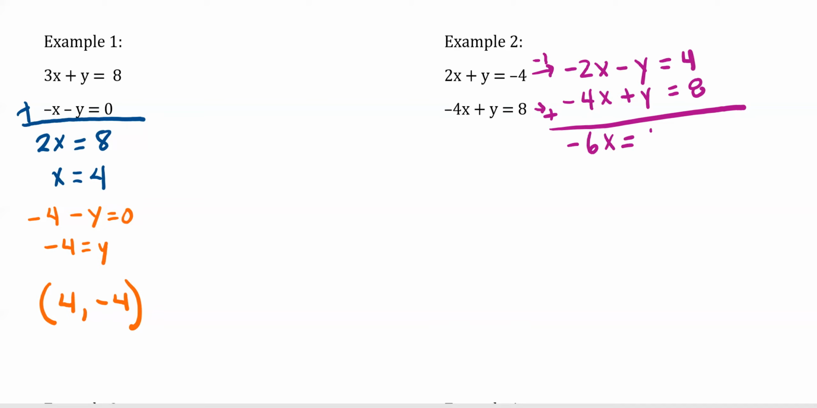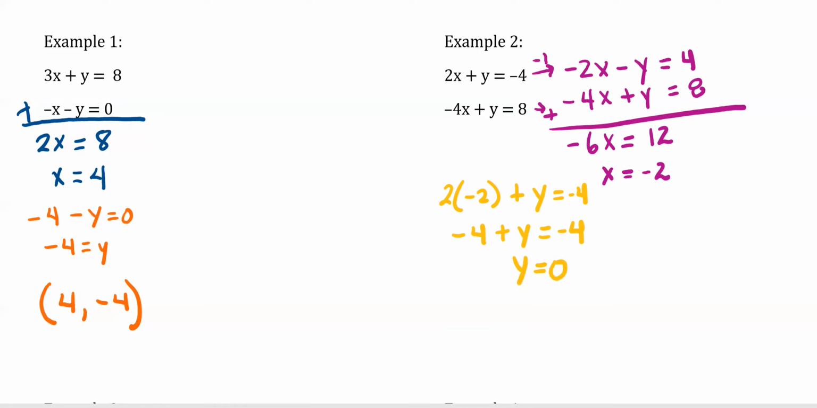-6x is equal to 12. Divide both sides by -6. X is equal to -2. Substitute -2 into one of the original equations for x. I will select the first one. 2 times -2 plus y equals -4. And y is equal to 0. Always write your answer as an ordered pair.